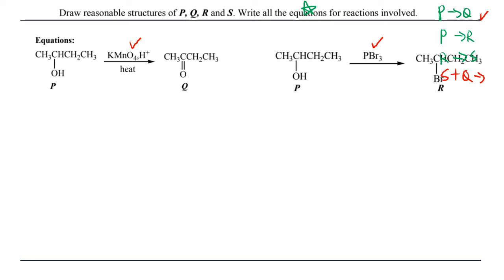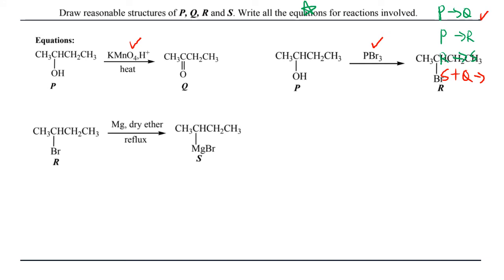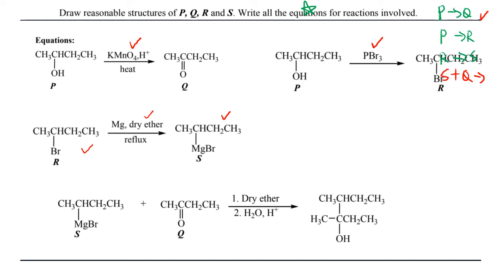The next equation is R to S. The haloalkane reacts with magnesium in dry ether and produces the Grignard reagent. The last equation is the Grignard reagent reacting with the ketone and then undergoing hydrolysis to produce 3,4-dimethyl-3-hexanol. So we have finished this class tutorial question for the alcohol, question number 4 until question number 9.